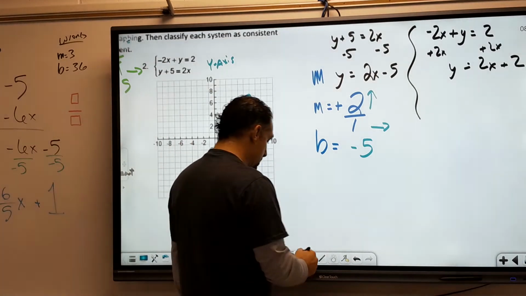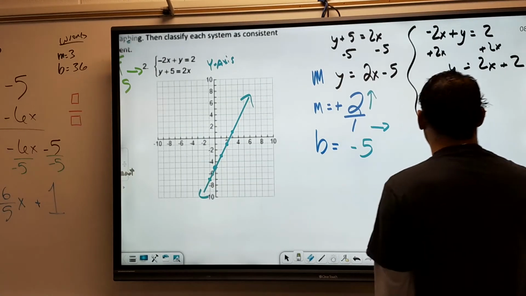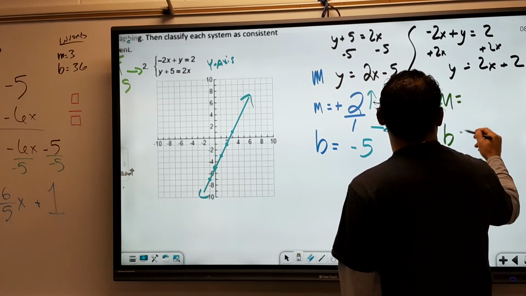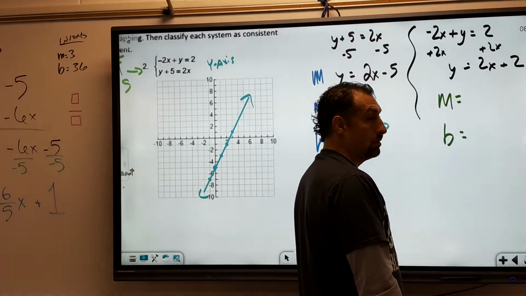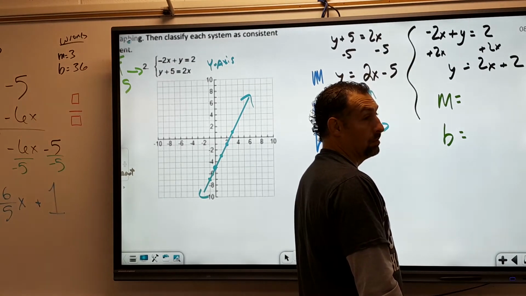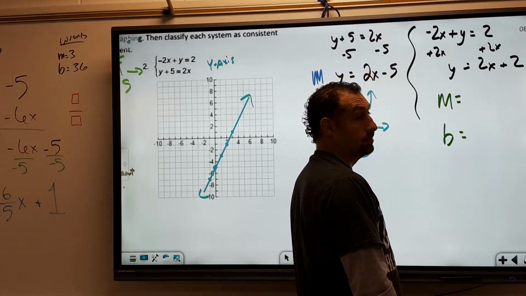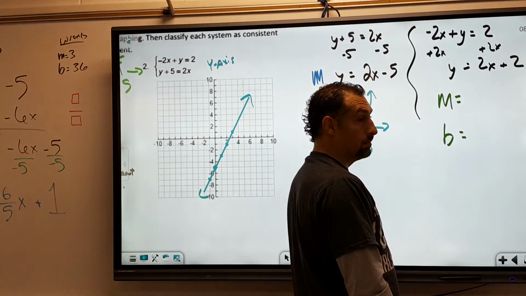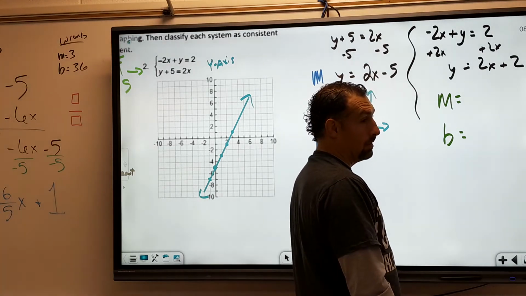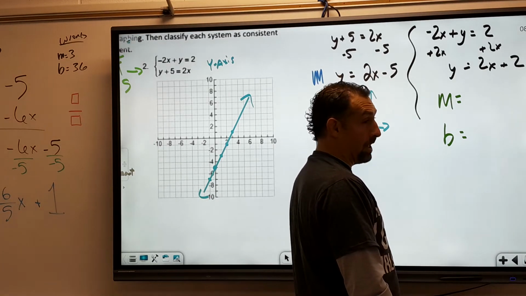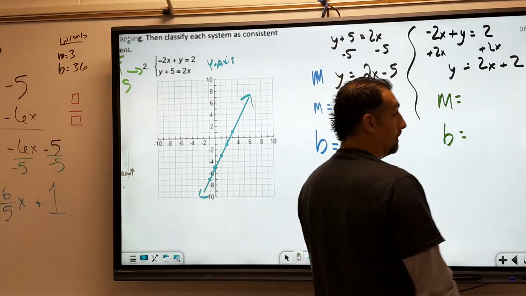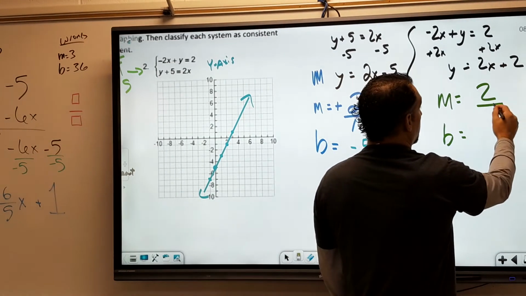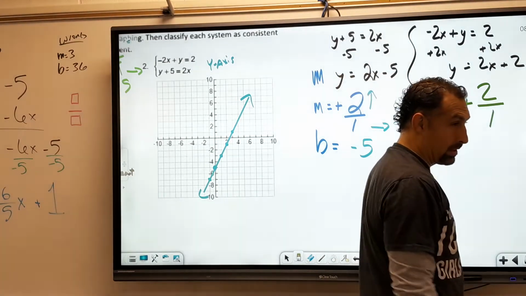Blue one's done. Let's go to green. I don't use green much. So Mario, what's the slope on this one? The M is the one in front of the X. So it's the 2? And this one doesn't matter if you got it wrong. You take it over 1, it's positive. So what direction do we go?